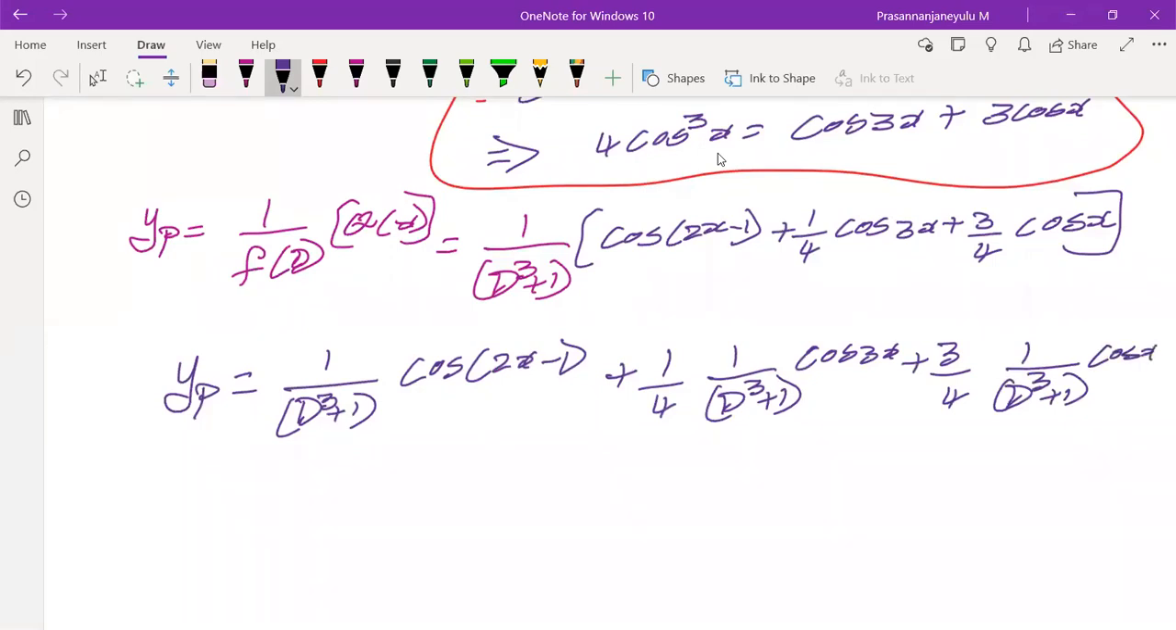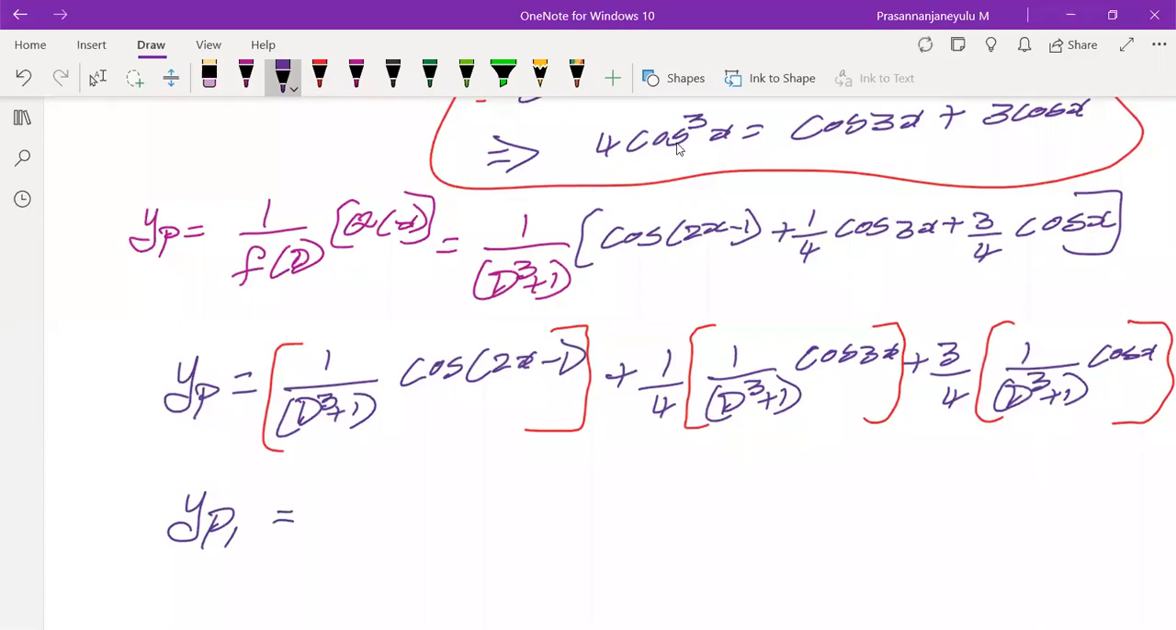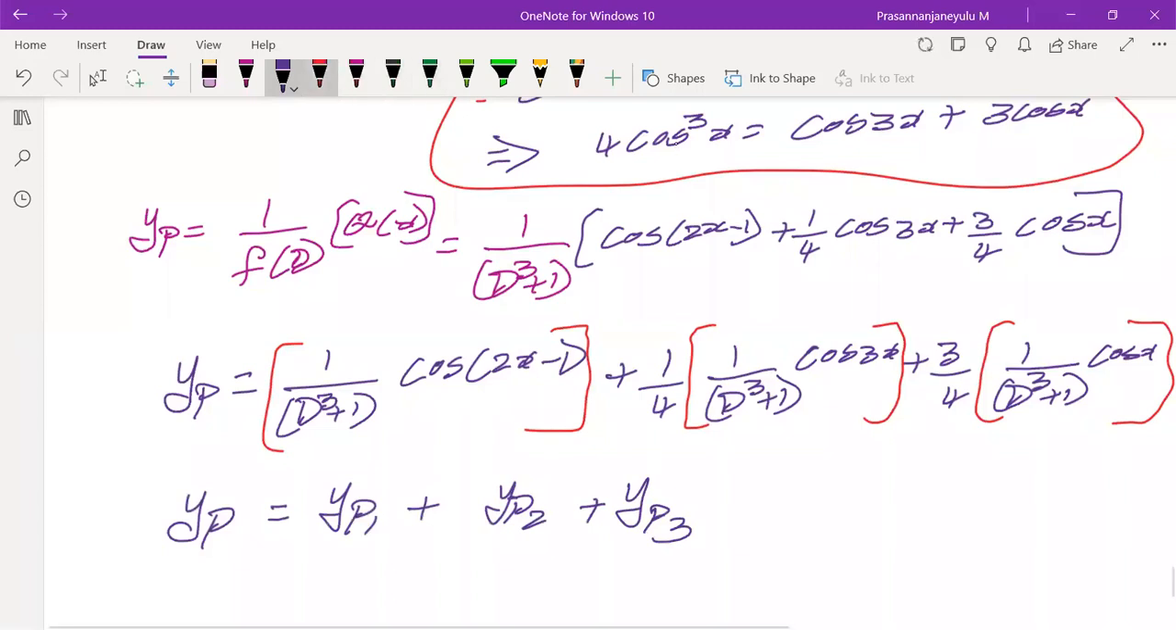Now what I'm going to do is put brackets like this. This is the first term, plus 1 by 4 into this, the second term, plus 3 by 4 into this thing. Now tell me one more important point here. Shall we take y_p is equals to y_p1 plus y_p2 plus y_p3? Shall we take it like this, or shall we take it differently? Observe what I am changing with the different color.